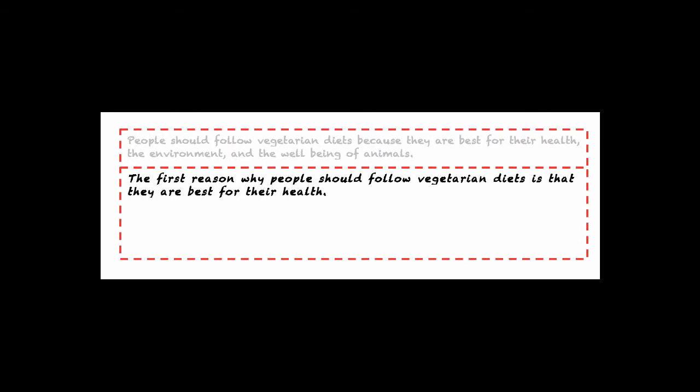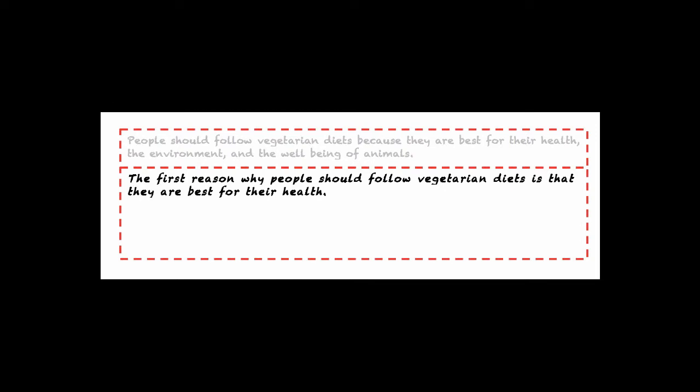Firstly, it contains an indication or a signal about which supporting point from the thesis statement the paragraph will focus on. The first one. Secondly, there is a reminder or a restatement of the position you've taken on the issue. You are for vegetarian diets. And lastly, the supporting point from the thesis statement is mentioned, in this case, health. So, the first reason why people should follow vegetarian diets is that they are best for their health is our first topic sentence, which will be found in the first body paragraph of your essay on the topic.